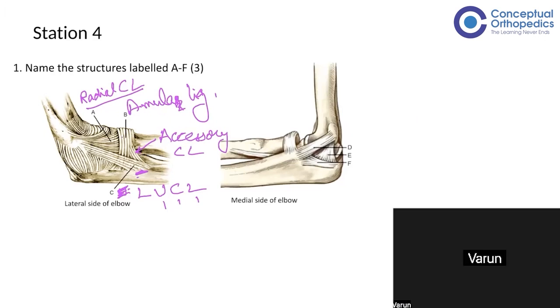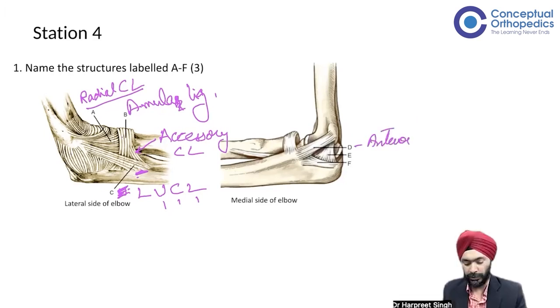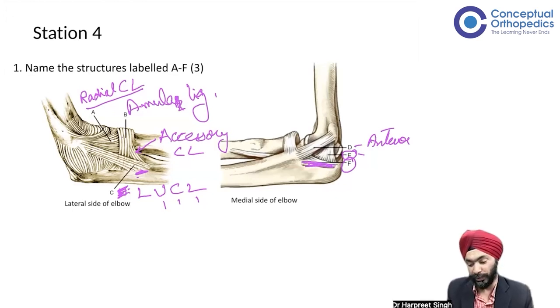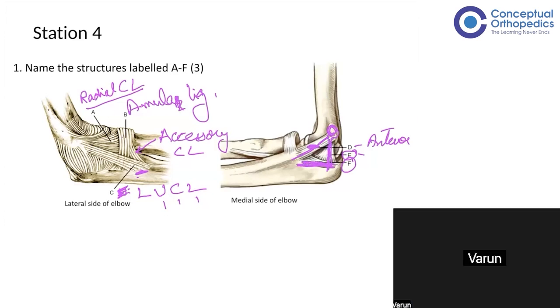On the medial side is the medial collateral ligament, which is formed by D, the anterior band, E, the transverse band, and F, the posterior band. So you got four right, but E and F you mixed. F is the posterior band and E is the transverse band. From the medial epicondyle, one thing goes anterior, one thing goes posterior. This is your anterior band, this is your posterior band, and this goes transversely. This is the transverse band.